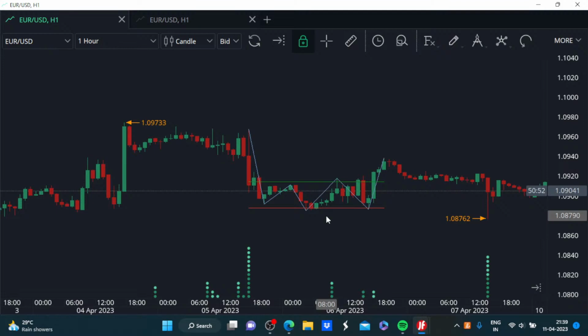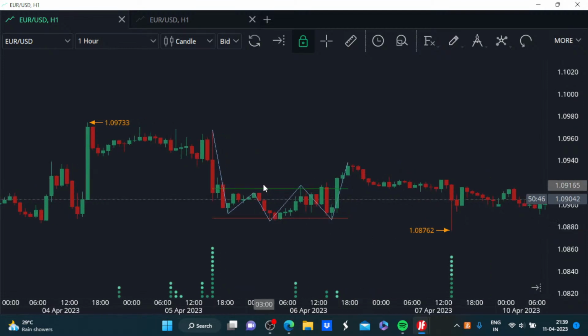We saw the euro USD finding support, and then for this formation to be considered complete, it needs to cross and hold above this immediate resistance zone, this price level on the higher side, which is indicated by this horizontal line on the upper side. So once the price again moves back above this horizontal line, we get this formation to be considered complete.